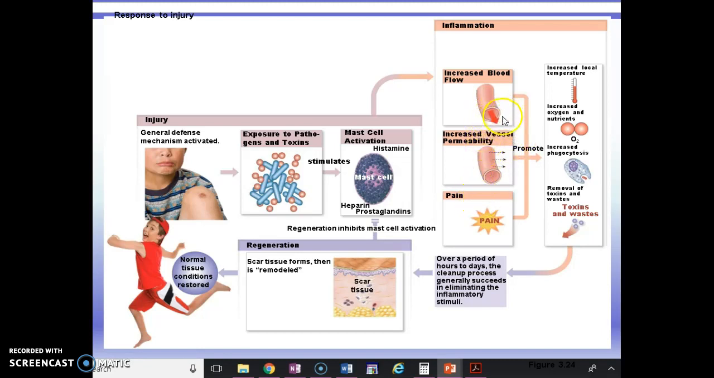All that extra blood to the area applies pressure to the nerves, which will cause the pain. All that blood to the area makes it swollen and red as well. So with the great blood supply to the area, you have an increase in temperature and an increase in oxygen and nutrients. The increase in temperature increases phagocytosis, and toxins and waste are removed.